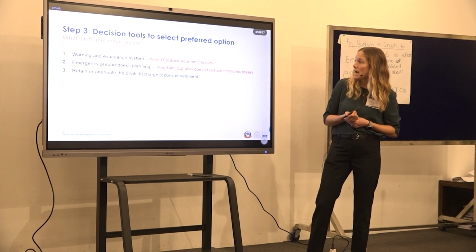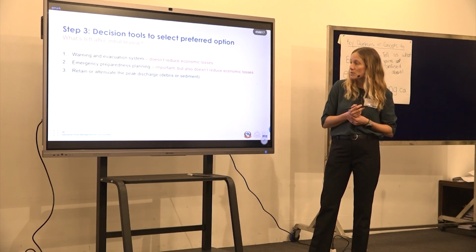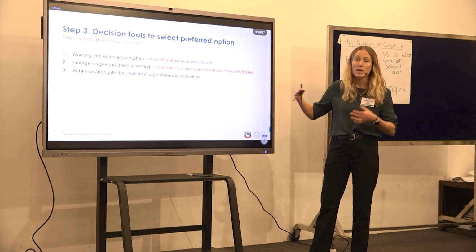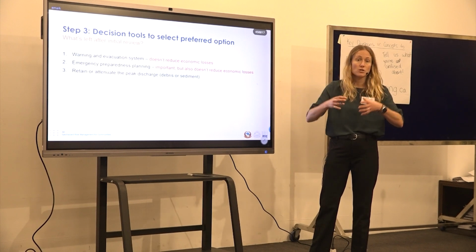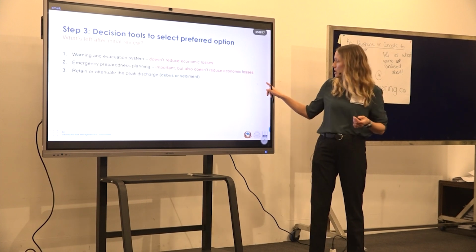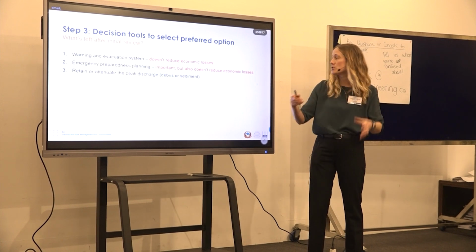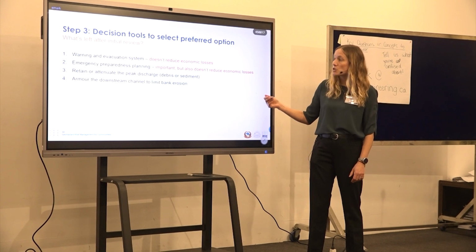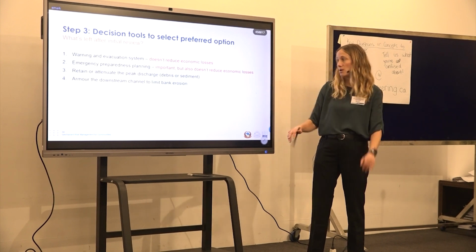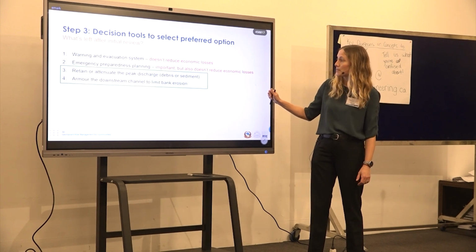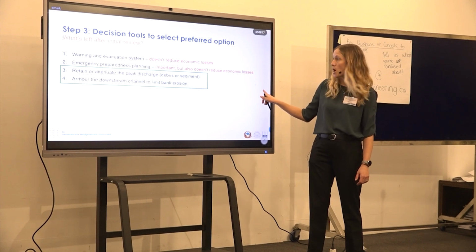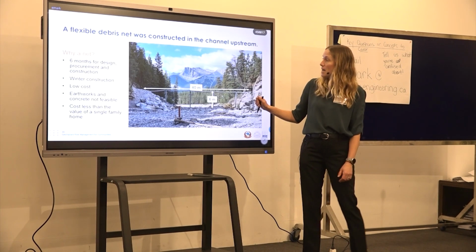And so the piece that was left was to retain or attenuate the peak discharge. So try to catch hazard reduction and try to reduce the debris and the sediment load that was reaching the community. And then to also armor the downstream channel to limit bank erosion. And so those were the preferred options that were selected.